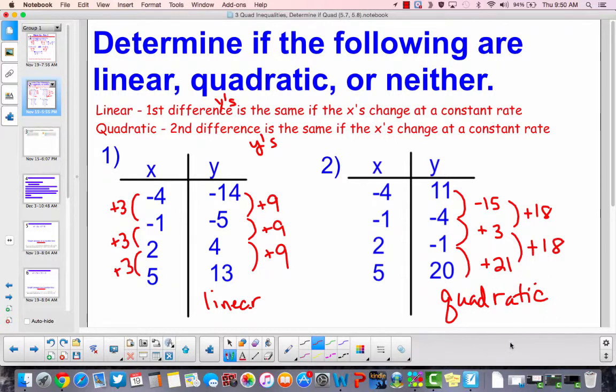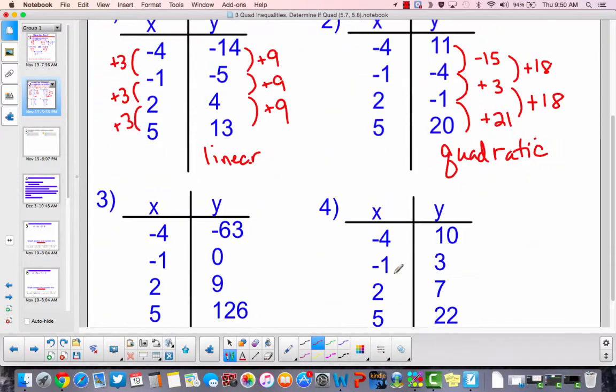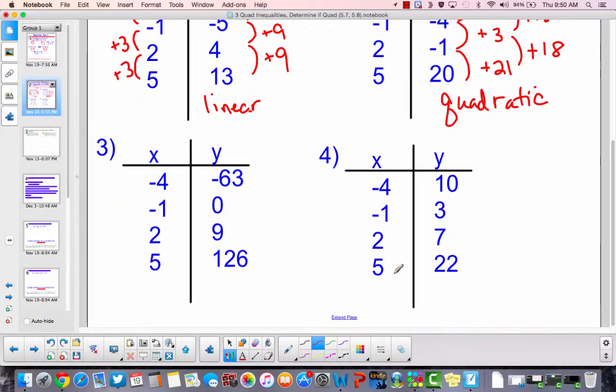All right, so here's a couple for you to try on your own. We already know the x's go at a constant rate because they're the same as before. So you try these two. Do the first difference and then do the second difference. You might want to pause it here.